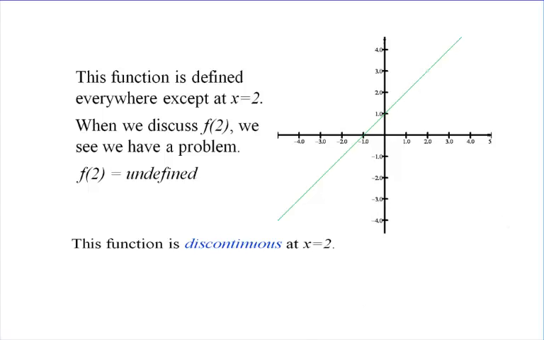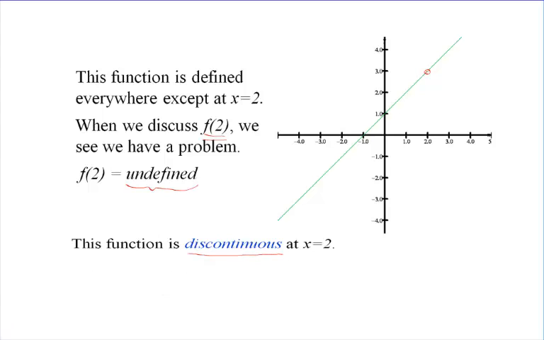I don't know if you can see or not. This function is discontinuous at x equal 2. There is a hole in that graph. When we discuss the output of the function at x equal 2, we're going to have a problem. That is going to be undefined. There is no well-defined output. So we say this function is discontinuous at x equal 2.